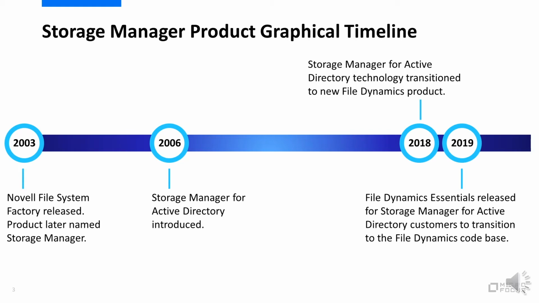Which leads us to 2019 and the introduction of File Dynamics Essentials. File Dynamics Essentials is effectively the latest version of Storage Manager for Active Directory. Like most product upgrades, it requires some updates to components, but it is the version that Micro Focus support wants you to get upgraded to as soon as possible.